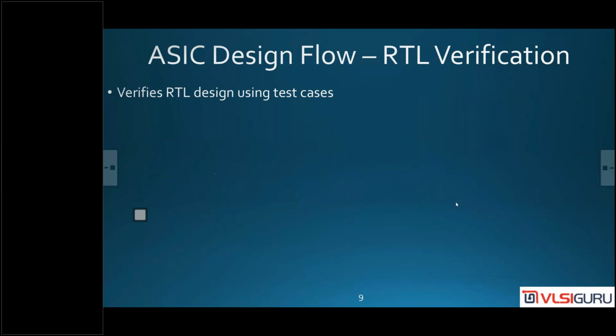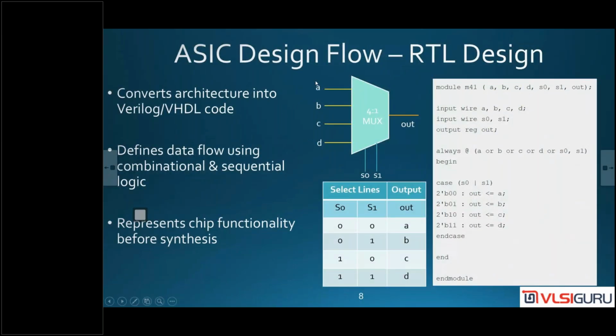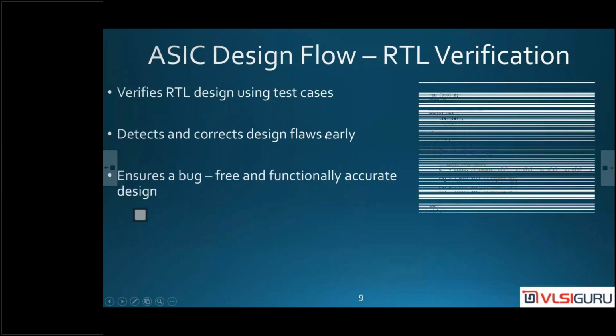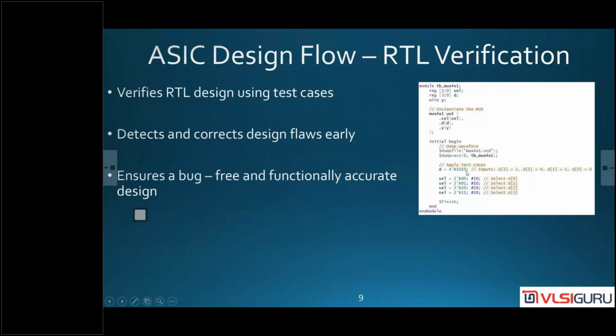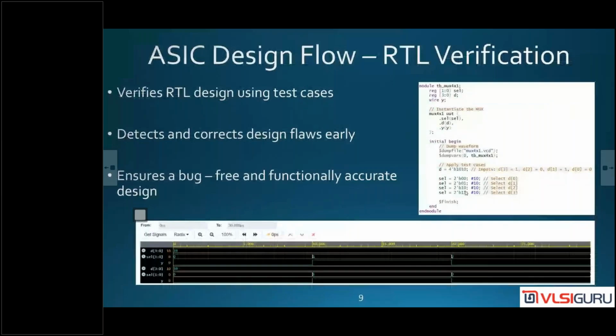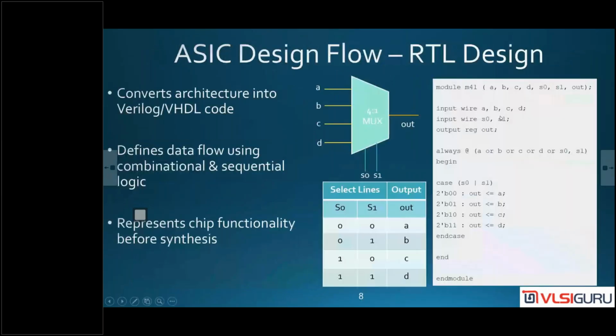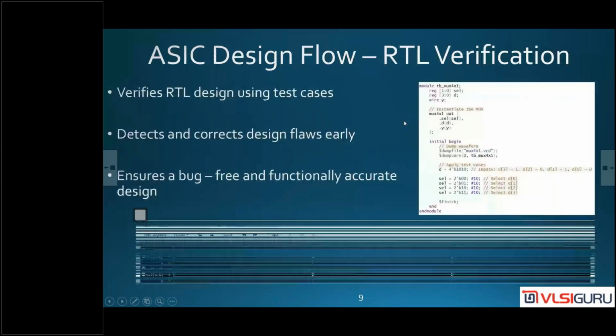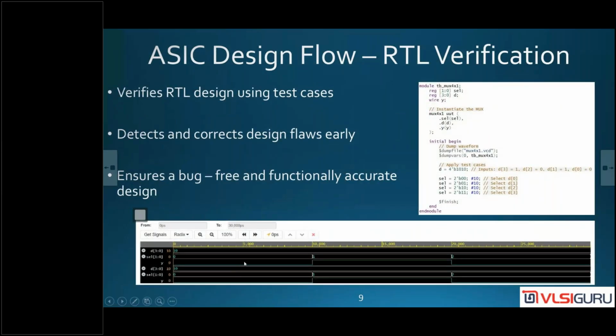For the mux example I have given, what are the inputs A, B, C, D? I'm keeping them constant: A is 1, B is 0, C is 1, D is 1. And the select line I'm continuously modifying. Based on the select line, I will check what output I get. If I'm getting the intended output, we will generate waveforms like this. Through the waveform, if you're getting the intended output, no issues. If you're getting wrong values, then you have to modify your RTL code.